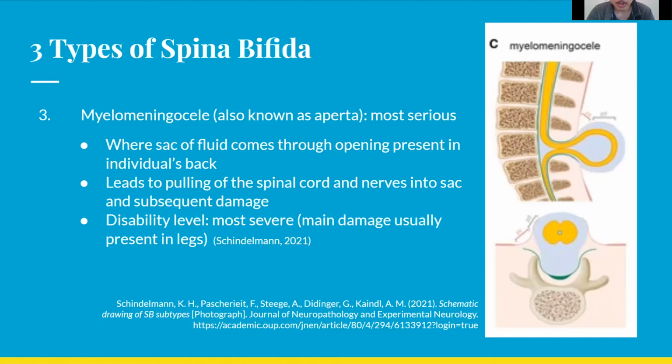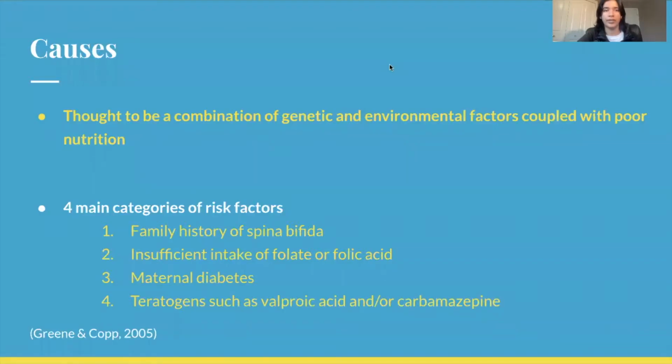Common comorbidities often include hydrocephalus, which is a buildup of cerebrospinal fluid along the brain, which in turn leads to seizures and brain damage. Because of the nerve damage present, individuals may also need things such as walking aids, braces, and or wheelchairs to function in life. So for causes, while we aren't entirely sure, it's thought to be a combination of genetic and environmental factors coupled with poor nutrition.